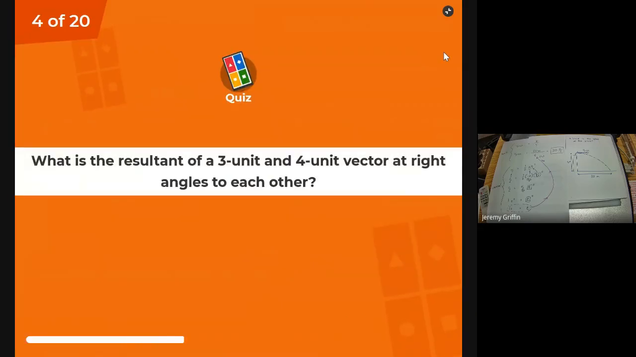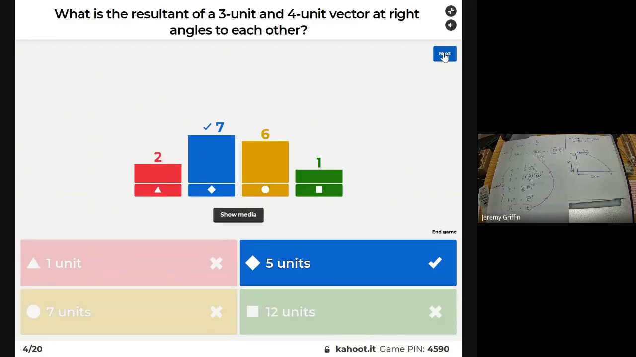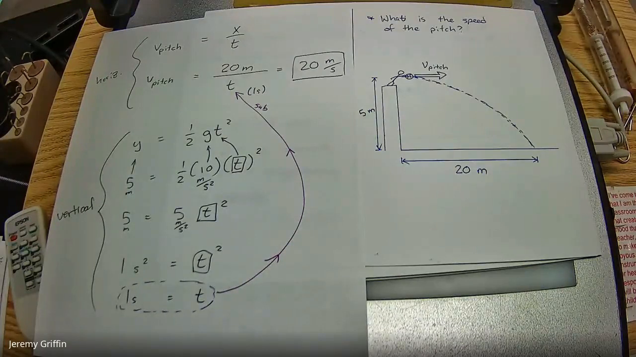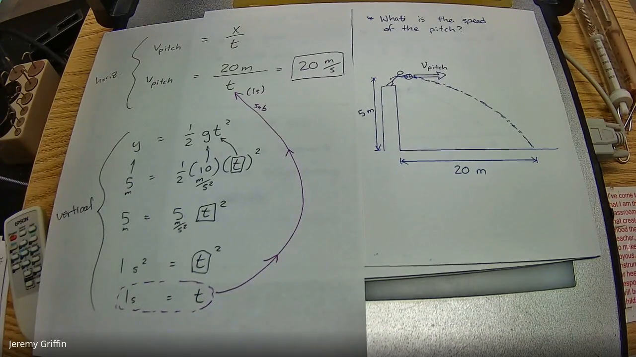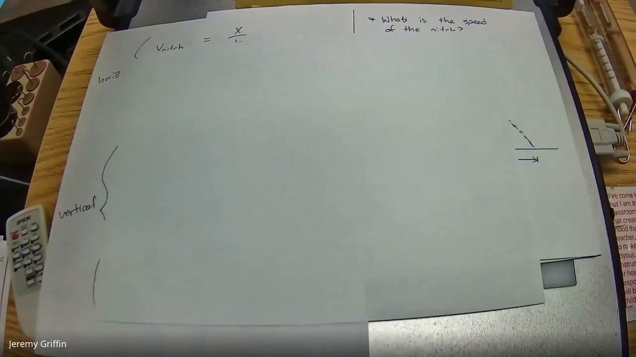What is the resultant of a 3-unit vector and a 4-unit vector at right angles to each other? Right angles. What's the resultant? All right, yeah. You guys got 5 units, which is the right answer. All right, let me flip my screen back over. Back to the notes side, and I'll give you guys the notes on those last 2 questions, so you're clear on those.